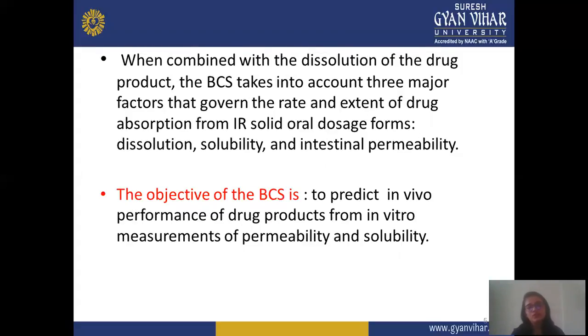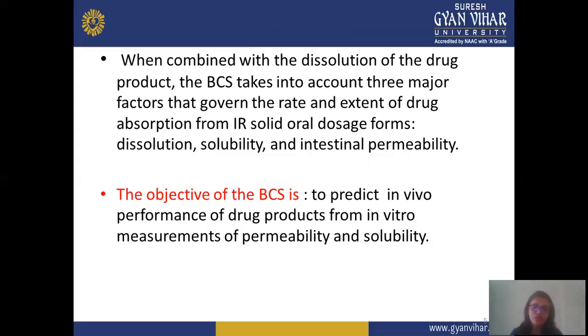Next, when combined with dissolution of the drug product, the BCS takes into account three major factors that govern the rate and extent of drug absorption from IR solid oral dosage form, and IR is immediate release oral solid dosage form: dissolution, solubility, and intestinal permeability. It means that when you include BCS classification for your drug, and after taking the drug, the amount or extent of drug release or absorption of that particular drug also depends on the type of dosage form. Suppose there is an example, IR solid dosage form.